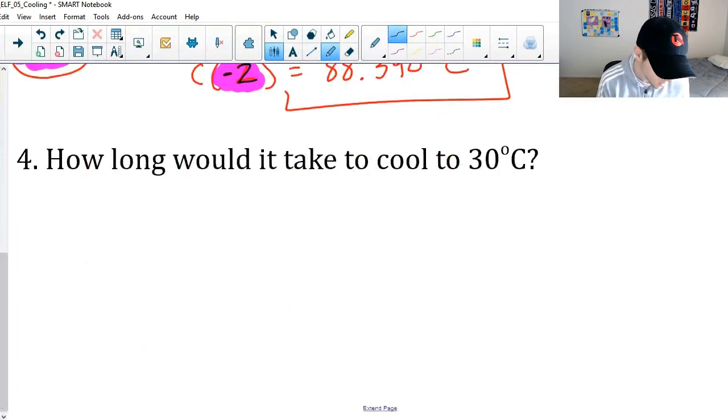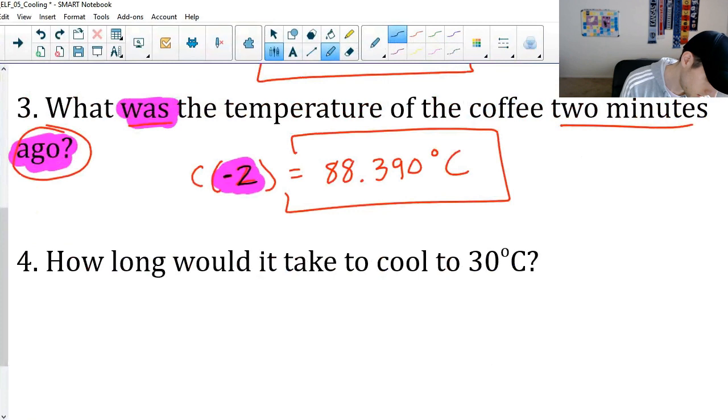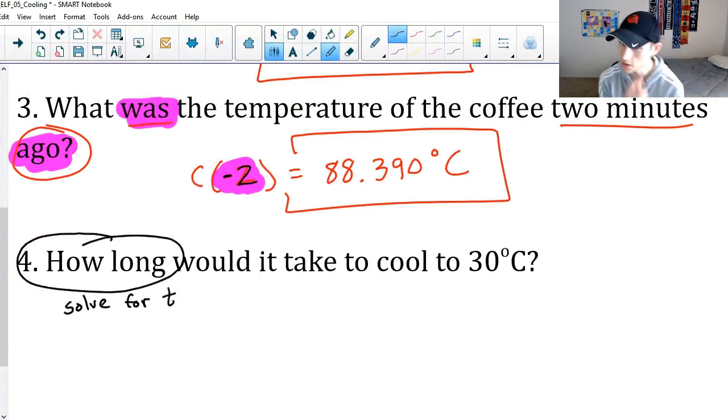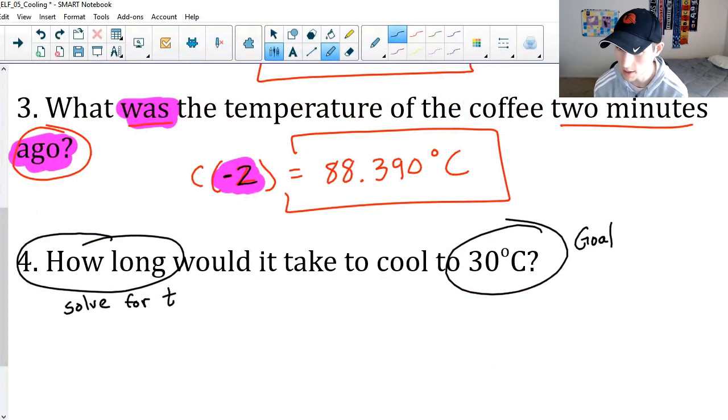And then question 4, how long would it take to cool to 30 degrees Celsius? All right, so whenever I have a question that says how long, I know that I should be solving for t. I shouldn't be plugging in a number for t because I'm trying to figure out what is t in order to reach 30 degrees Celsius. That's my goal, to figure out how much time it takes to hit that.